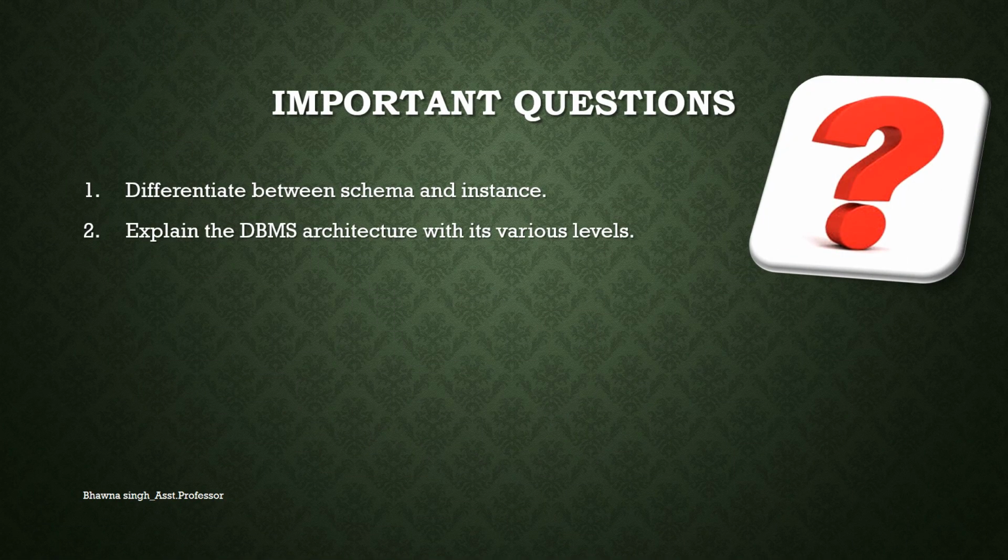Now here are the important questions of the day. The first one is you have to differentiate between schema and instance. You have to explain this difference with the help of an example also. And the second question is explain the DBMS architecture with its various levels. In this question you have to explain all the three levels of the DBMS, that is the physical level, the conceptual level and the external level. This question is asked many times in the examination also, so it is important from the university point of view also. So prepare them.